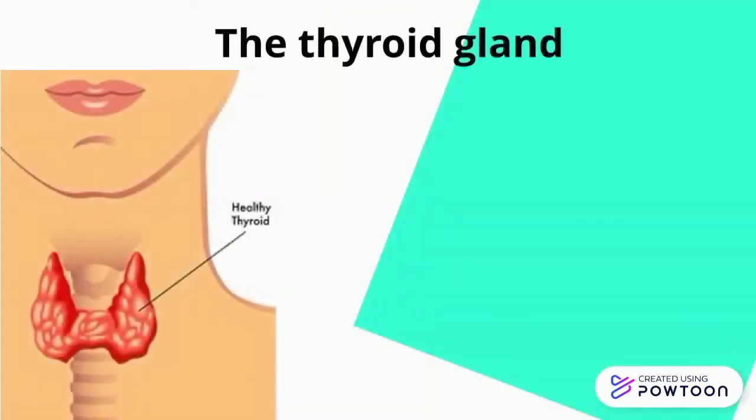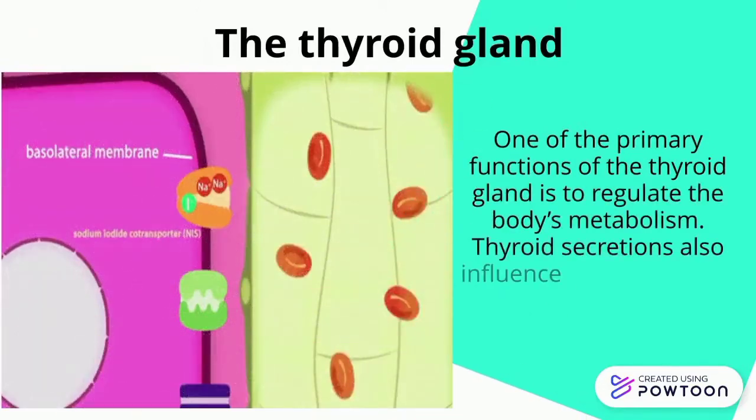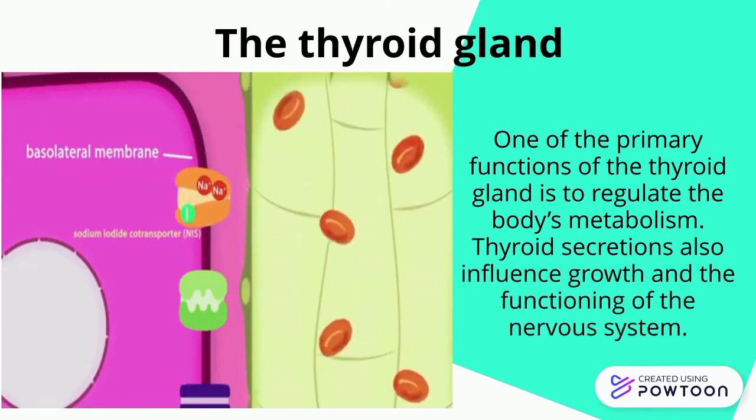The thyroid gland. One of the primary functions of the thyroid gland is to regulate the body's metabolism. Thyroid secretions also influence growth and the functioning of the nervous system.